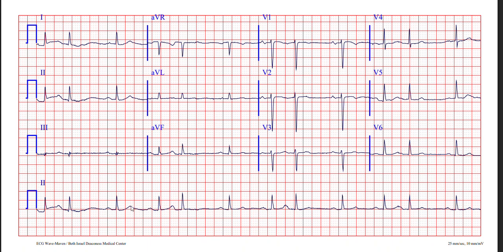And what is the rate here? This is the 10-second rhythm strip, and in this 10 seconds, how many QRS are there? 1, 2, 3, 4, 5, 6, 7, 8, 9, 10, 11, 12. So in 10 seconds, there are 12 QRS complexes. So in 60 seconds, if you multiply 12 by 6, it is equal to 72. So the rate will be 72 per minute. So the ventricle is depolarizing at the rate of 72 per minute, right?